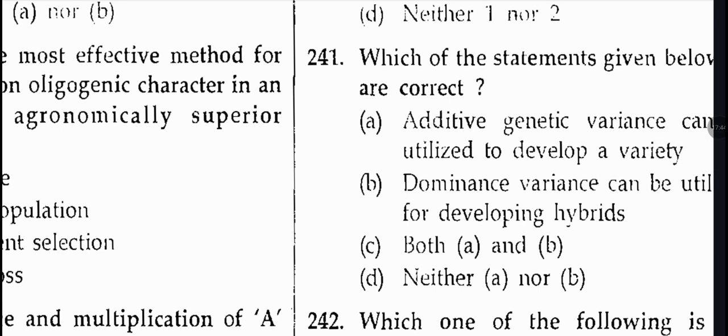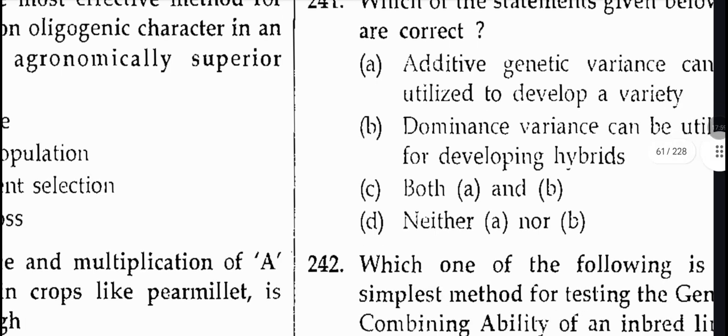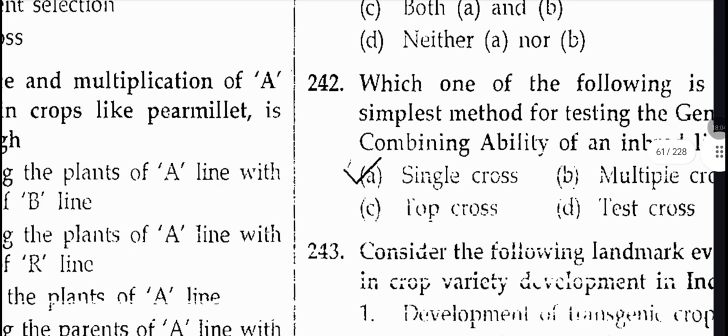Which of the following statements given below are correct? That is option C, both A and B. Additive genetic variance can be utilized to develop the variety, and the dominance variance can be utilized for developing the hybrids. Question number 242. Which of the following is the simplest method for testing the general combining ability of inbred lines? That is option C, top cross.